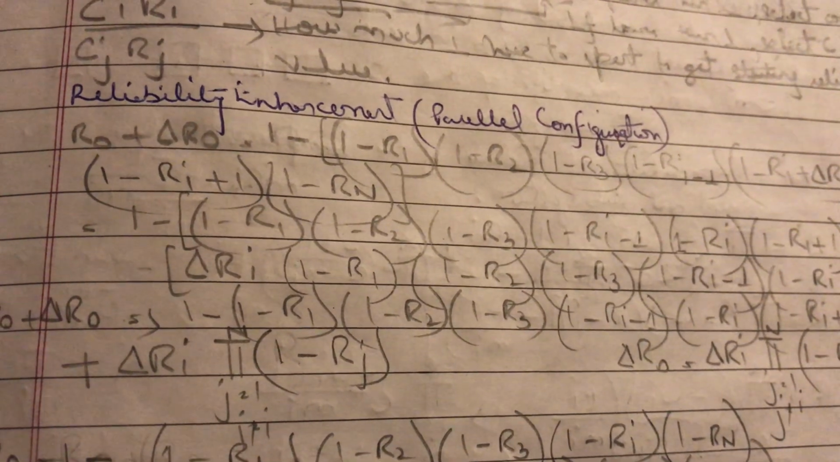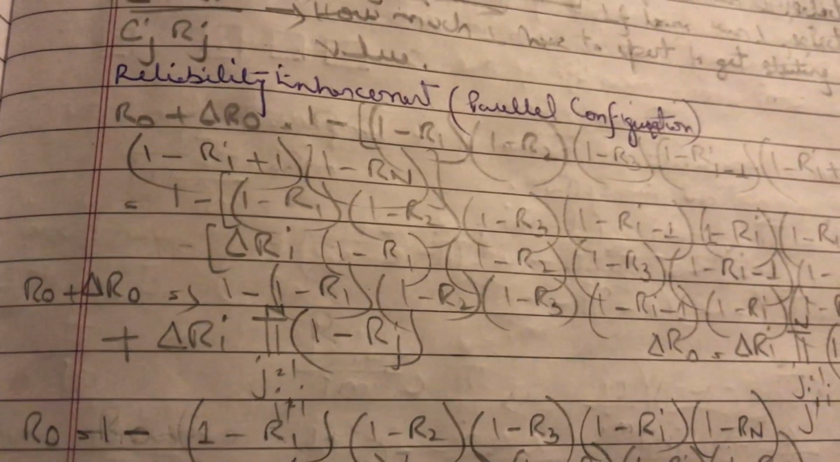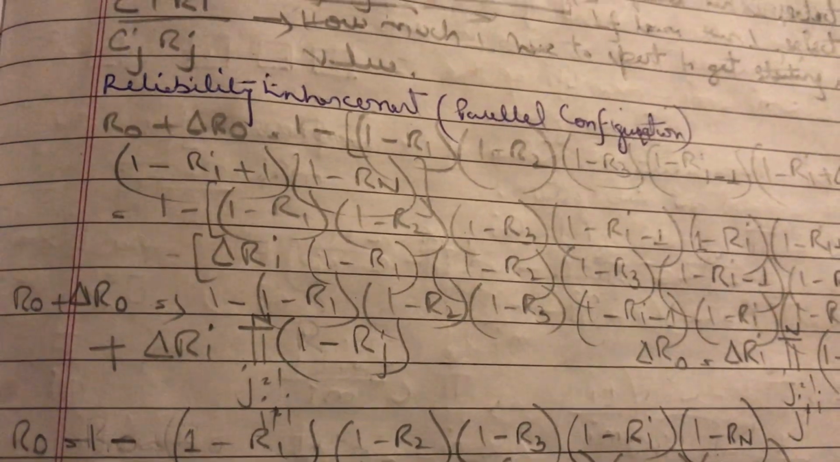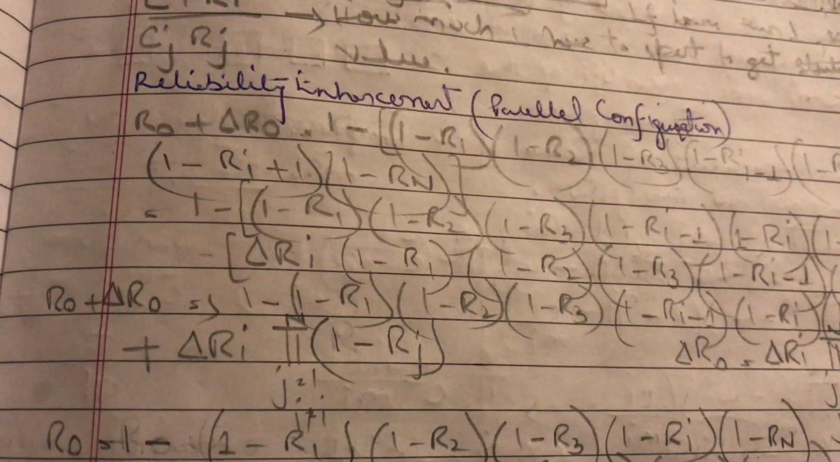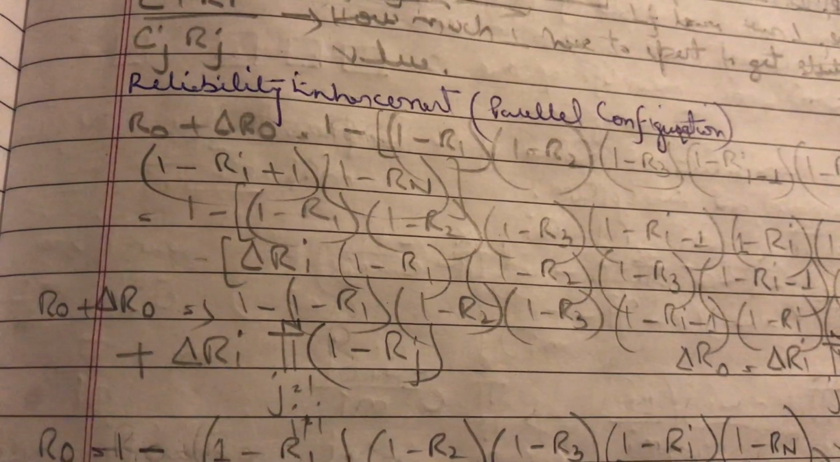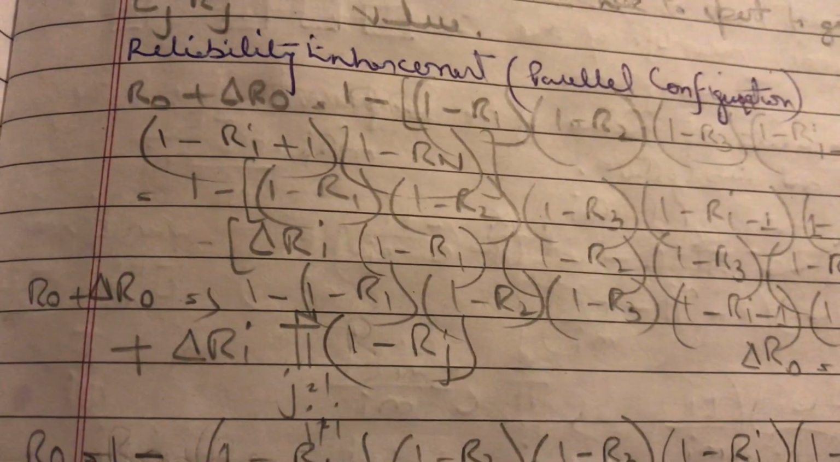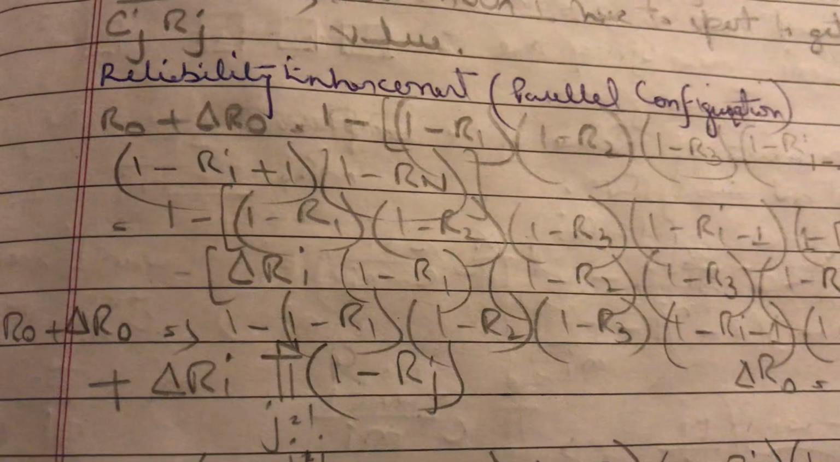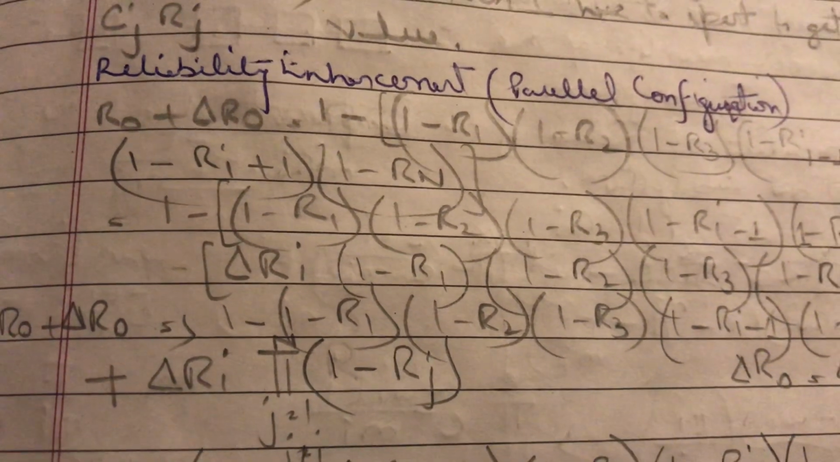Okay, now moving towards the parallel configuration. In my last video, I talked about the reliability enhancement, and that was for the series configuration. Now we are moving towards the parallel configuration. In this, everything is the same. It's just that the circuit, or the RBD, is a parallel one.